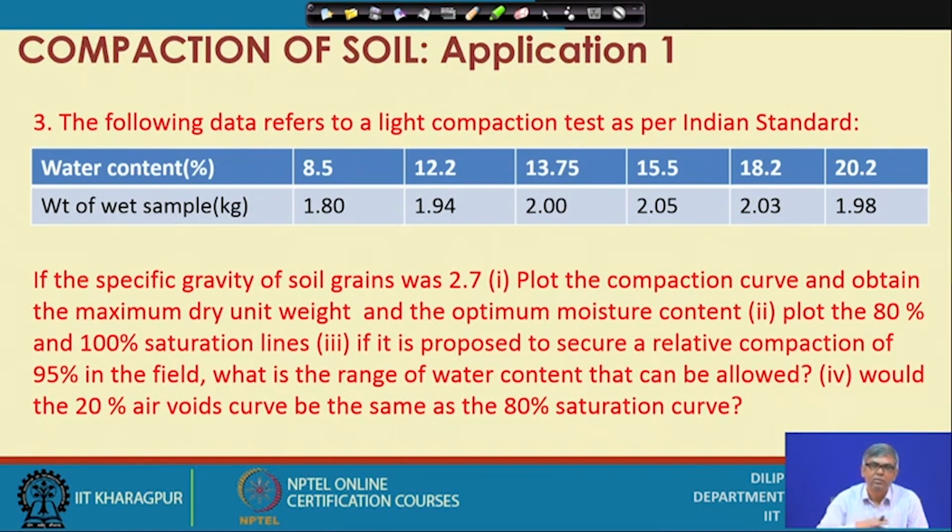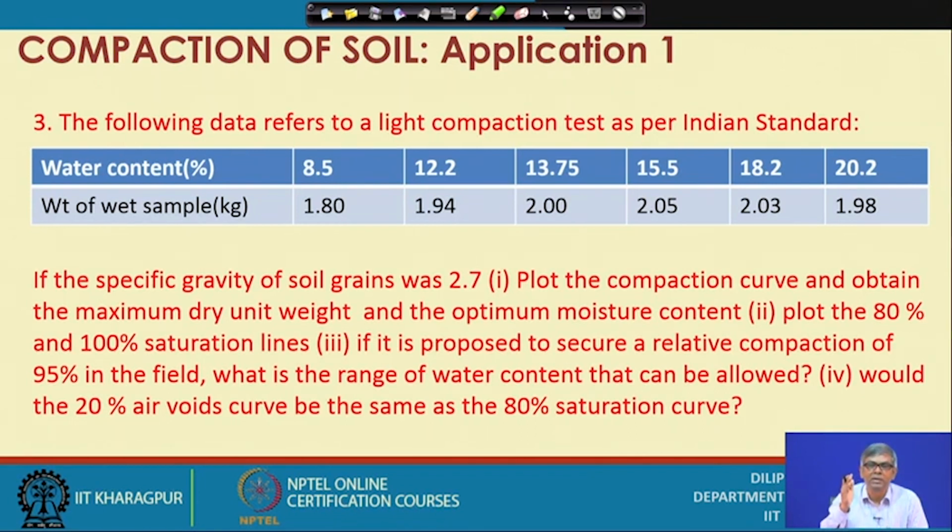Like that you compact the soil in a mold of 1000 cc, and then you find out the weight. If you know the weight and the volume, you can find out the bulk unit weight. Then after knowing the water content, you can find out the dry unit weight. So the water content corresponding to dry unit weight is obtained from the compaction test. I have mentioned that we generally do 5 trials, 2 to 3 on the dry side and 2 to 3 on the wet side, so that the optimum is there.